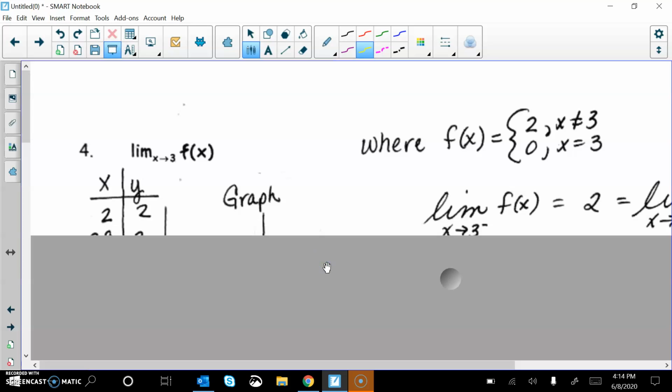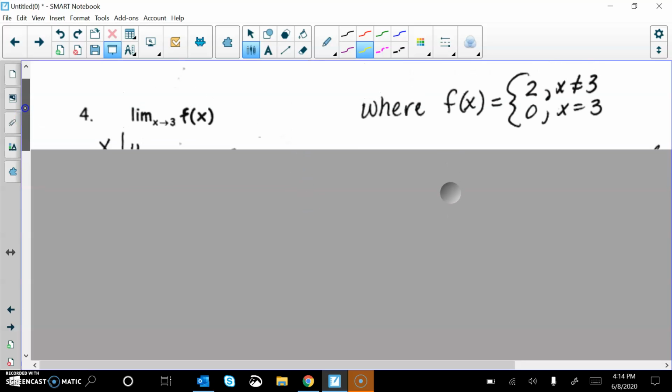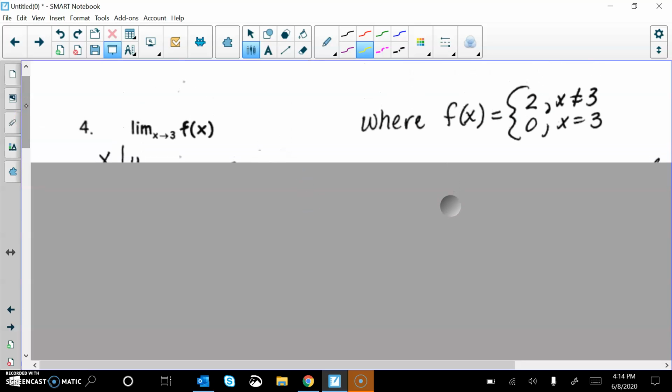All right, number 4. So intro to concept of a limit. So we're going to see the limit as x approaches 3 of f of x. How is f of x defined? So f of x is equal to 2. So the y coordinate is 2 for every x not equal to 3. When x is equal to 3, the y coordinate is 0.